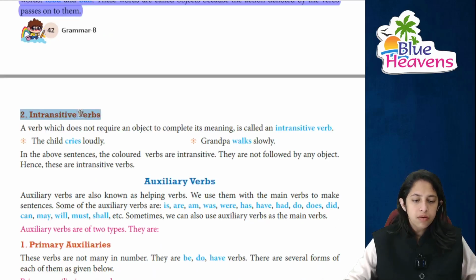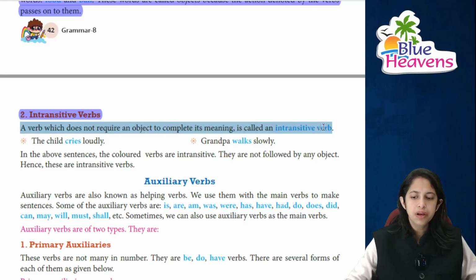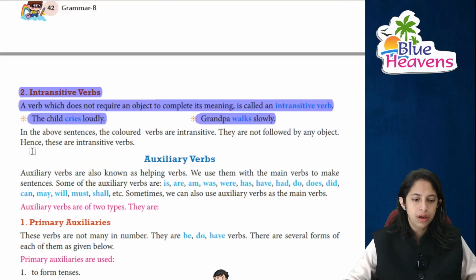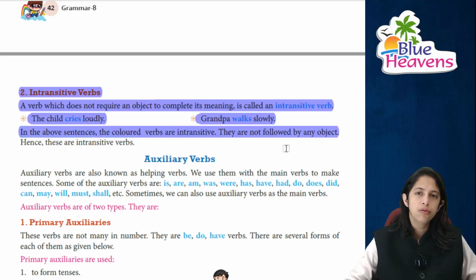Right. Now, second one is the intransitive verbs. A verb which does not require an object to complete its meaning, उसको हम intransitive verb बोलते हैं. जैसे कि the child cries loudly and grandpa जो है it walks slowly, right? In the above sentences जो colored verbs होते हैं उनको हम क्या बोल रहे हैं? Intransitive, because they are not followed by any object and hence they are intransitive verbs.